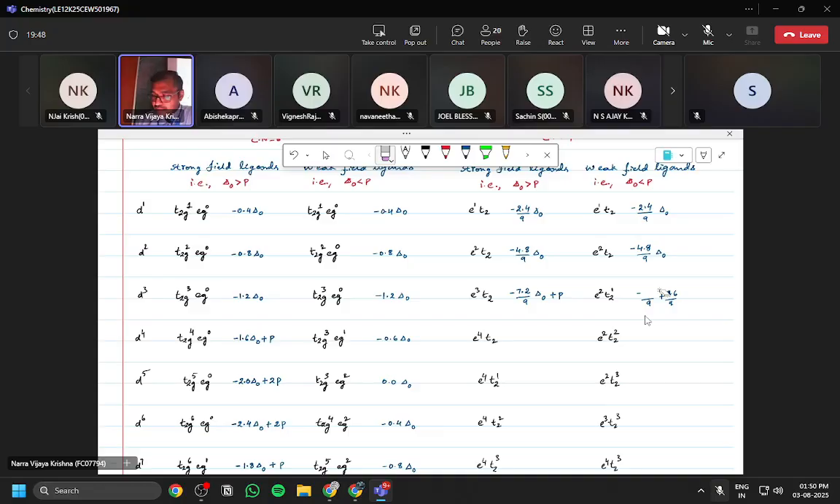See, this is for E. What we have to write? For E, 0.6 I have to write. For this, 0.4. Correct? 3.6. What is the net value? This is minus, this is plus. Minus 1.2 plus 0.4 means minus 0.8. Minus 0.8 into 4 by 9. So 3.2. Minus 3.2 by 9.